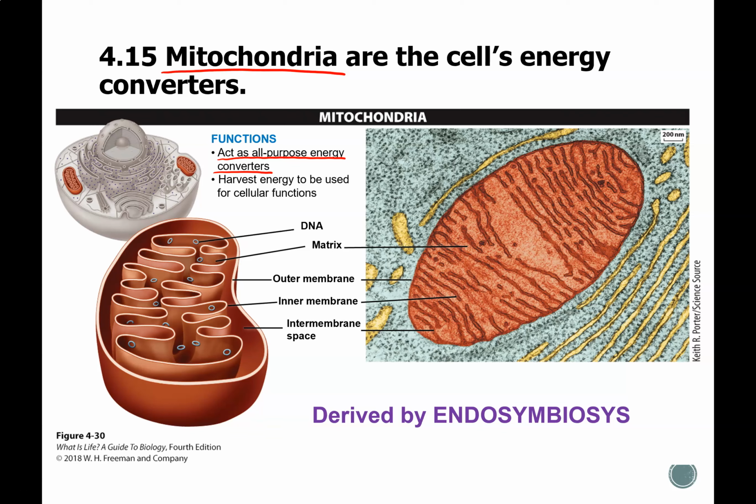Remember that we said that support for the endosymbiont theory comes from the mitochondria having characteristics of a prokaryotic organism, including its own circular DNA, ribosomes, which are not really shown here, and then an outer membrane as well. And then, of course, that DNA is similar to prokaryotic DNA and more similar than it is to eukaryotic DNA.